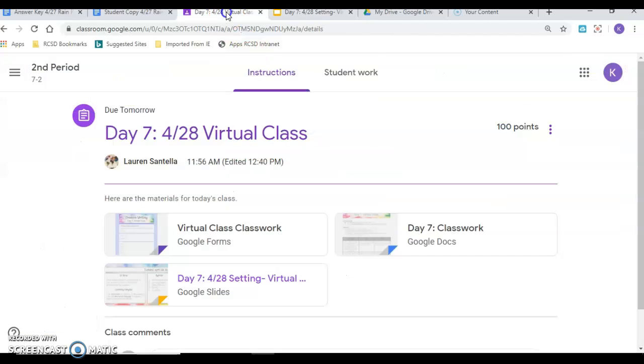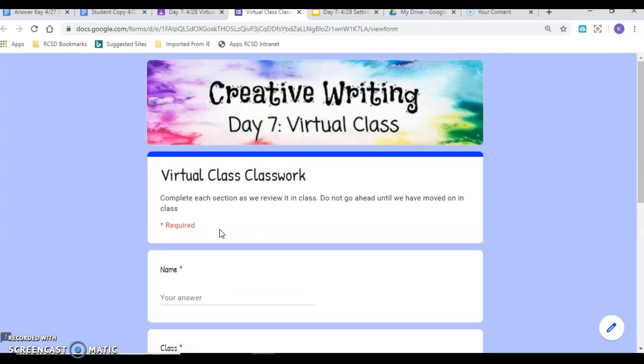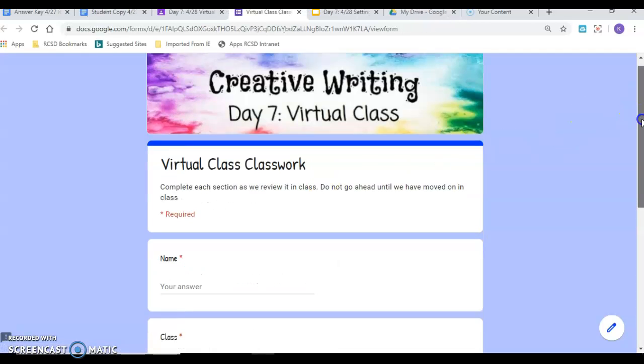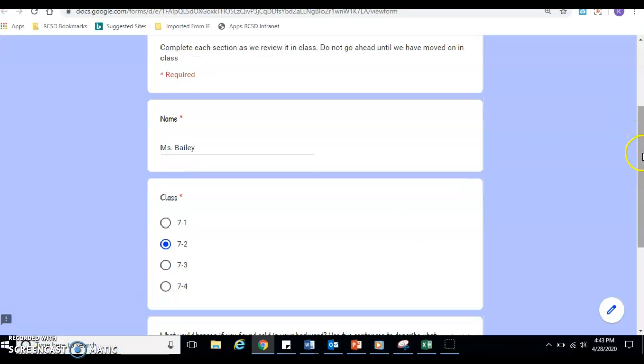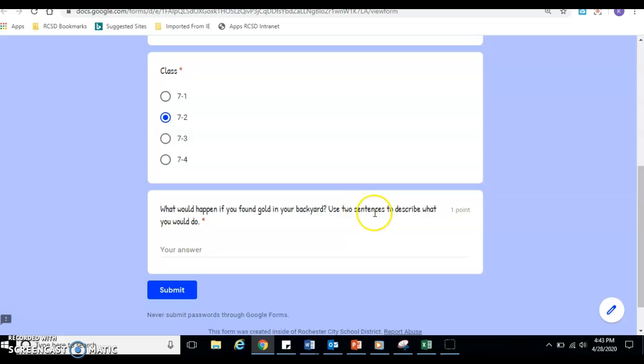So now I believe this is over here in this Google form, which is here. This is the do now, so I would want to type in my name. I'm Miss Bailey. I'm in 7-2 right now. And what would you do if you found gold in your backyard? Use at least 2 sentences to describe what you would do.